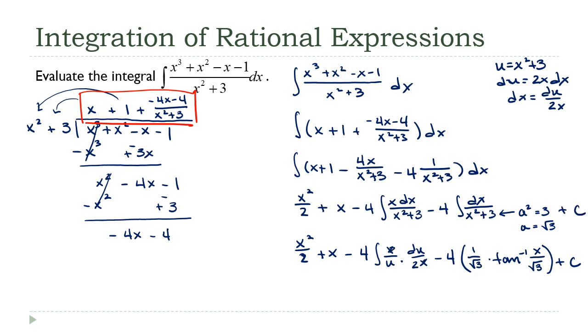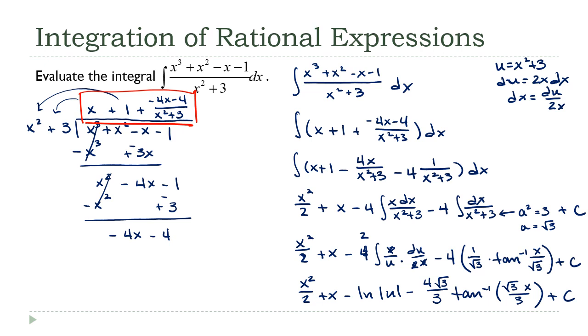Okay, now the x's cancel. The 2 reduces with the 4. And this is x squared over 2 plus x minus 2 times the log of the absolute value of u minus 4. I'm going to rationalize the denominators here. 4 square root of 3 over 3 inverse tangent square root of 3x over 3 plus a constant.